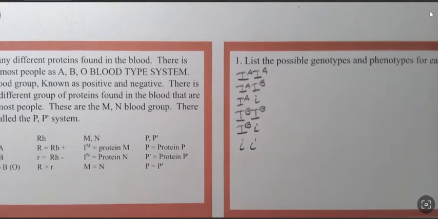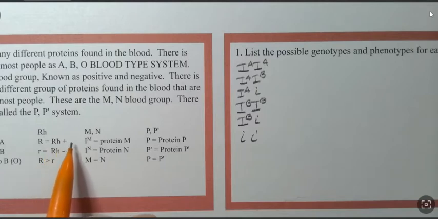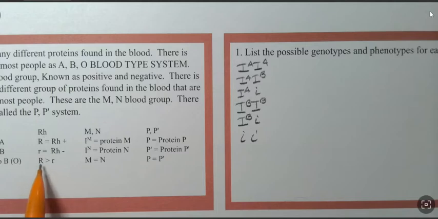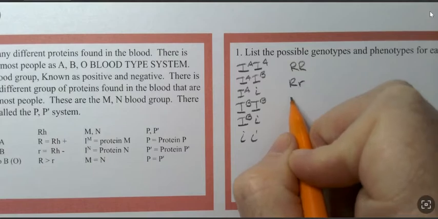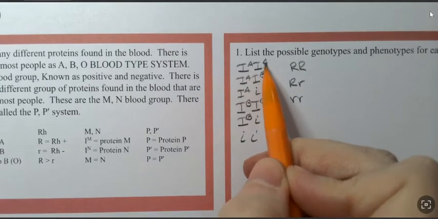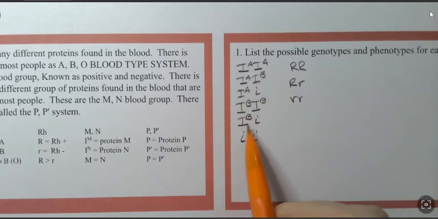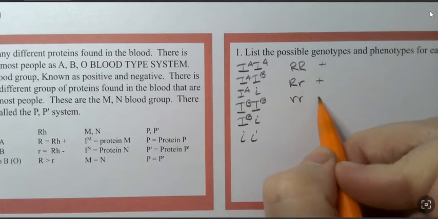Okay, our next one is the RH factor. I have a capital R gives me the RH, a little r means no RH. And then I know that RH is dominant to not having it. Okay, so that means I could have this, this, or this. That looks familiar, right? Okay, now this was blood type A, AB, A, B, B, and O. This is RH positive, this is positive, and this is negative.